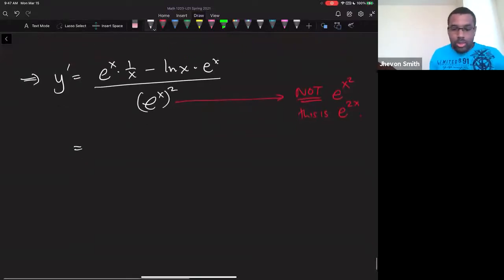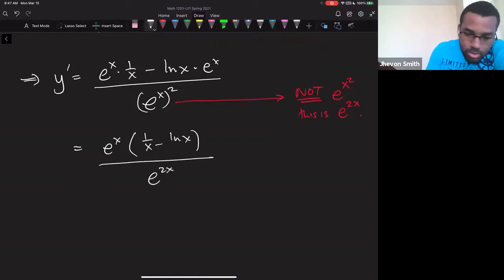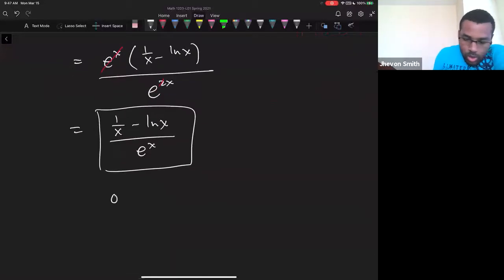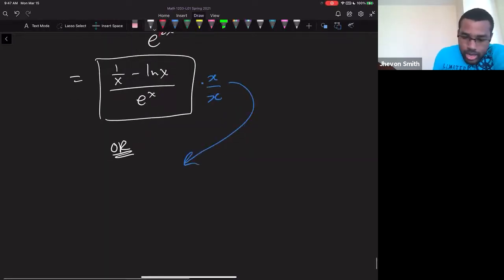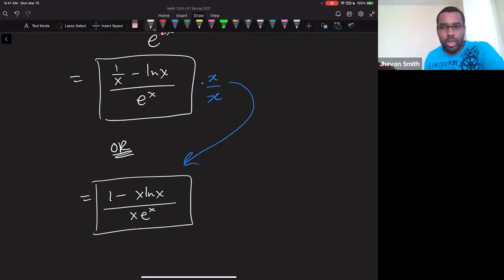Okay. So then, yeah, you'd have e to the x, so something like 1 over x minus ln x over e to the x. Or you could do something like multiply and divide by x, and you would get the answer as 1 minus x ln x over x e to the x. Which, chances are, in a multiple choice setting, that's probably how I would type the answer.